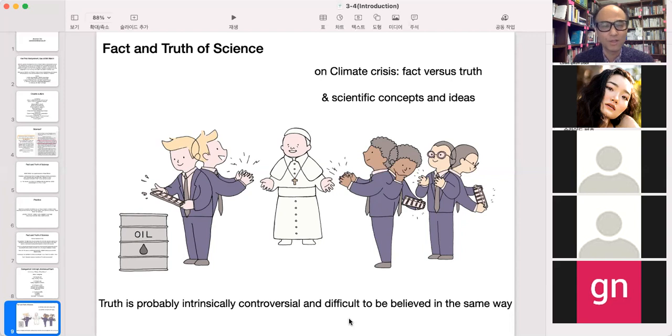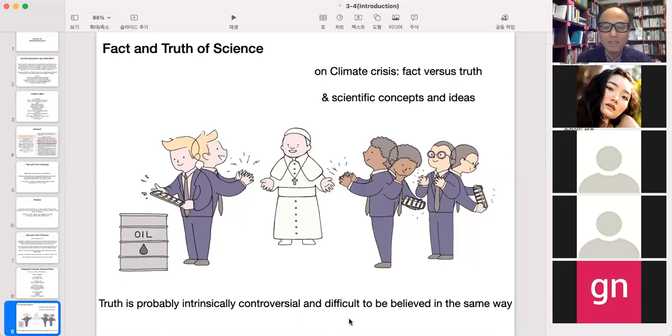But what could be a truth, as opposed to the fact? The fact is observed, but truth sometimes cannot be observed by the public. But the public, including ourselves, have to have a certain directionality of the truth, a directionality of the belief. So do you believe the CEOs of the oil company genuinely support the Pope's recommendation? Someone believes, someone does not. Okay, that's the matter of truth.